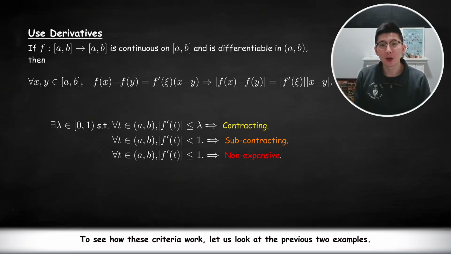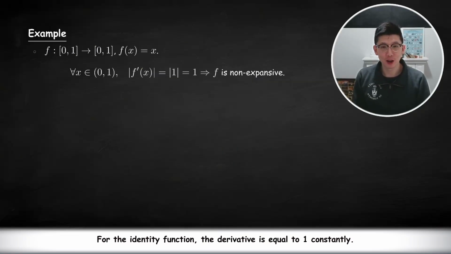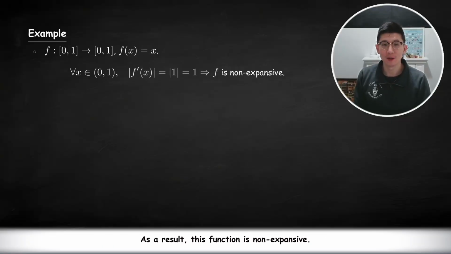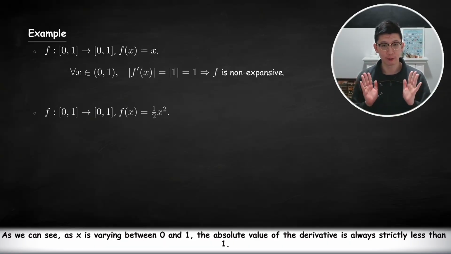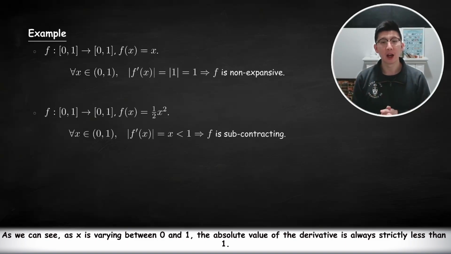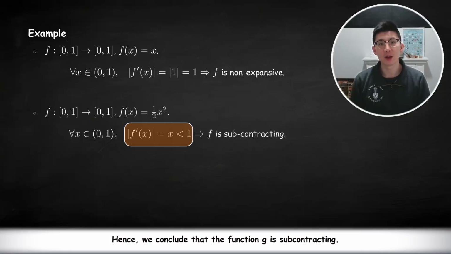To see how these criteria work, let us look at the previous two examples. For the identity function, the derivative is equal to 1 constantly. As a result, this function is non-expansive. On the other hand, the derivative of x squared over 2 is equal to x. As we can see, as x is varying between 0 and 1, the absolute value of the derivative is always strictly less than 1. Hence, we conclude that the function g is subcontracting.